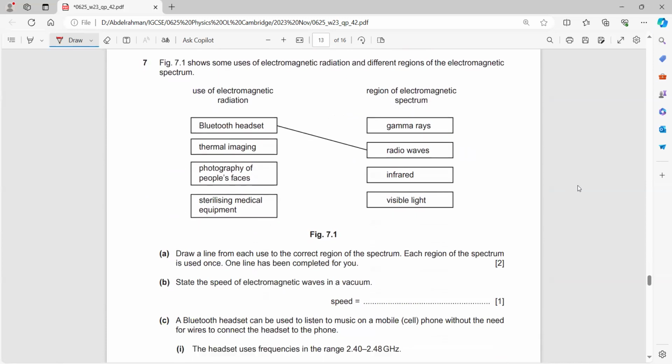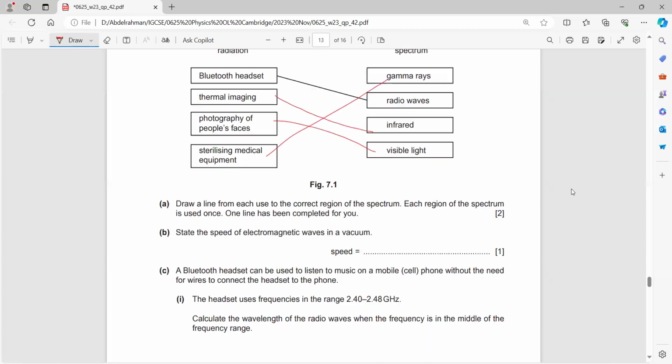Figure 7.1 shows some uses of electromagnetic radiation in different regions of the electromagnetic spectrum. Bluetooth uses radio waves. Thermal imaging uses infrared. Photography uses visible light, and sterilizing medical equipment uses gamma rays. State the speed of electromagnetic waves. 3 times 10 to the power of 8 meters per second.